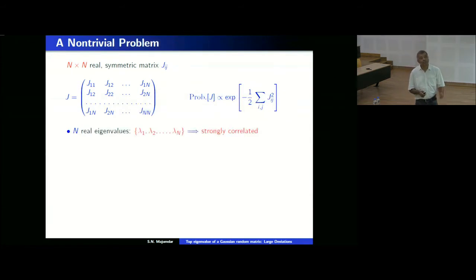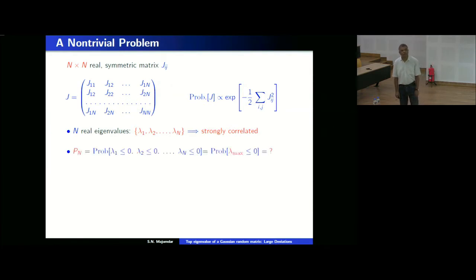I diagonalize. For each realization of these random entries, I can diagonalize. I'll get n real eigenvalues because this is a real symmetric matrix, so I'm guaranteed that all the eigenvalues are real. But the problem now is that these eigenvalues are strongly correlated, as we'll see. And if I ask the same question, what is the probability that all the eigenvalues are negative?